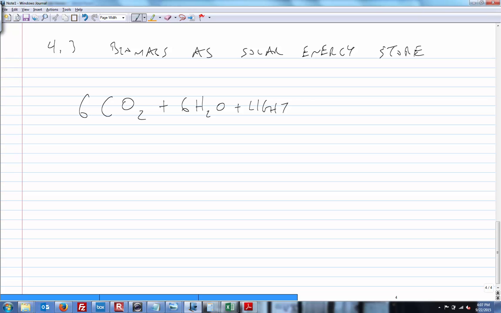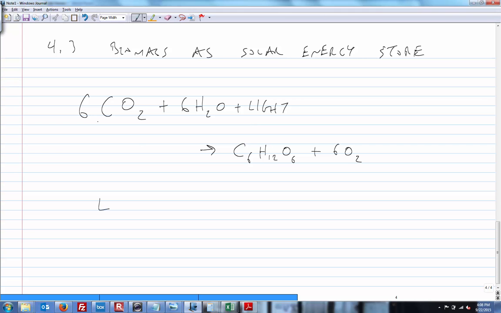When I went down that little photosystem 1 rabbit hole, you can see there's all kinds of enzymes that make this happen. But these are just your inputs and your outputs of a tremendously complex set of molecular machines. So this becomes glucose, C6H12O6, plus 6 oxygens.